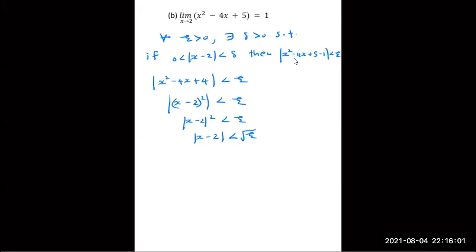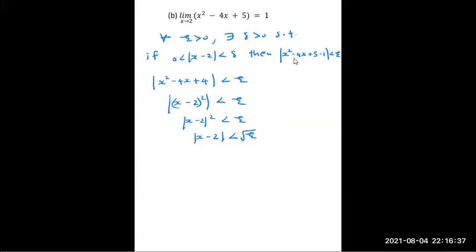Right? Now this gives you a hint as to what you should take for your delta. This is going to be your delta because, in the definition, I need the absolute value of x minus 2 to be less than delta. So if the absolute value of x minus 2 is less than square root of epsilon, then I have this inequality. That's exactly what I want. When the absolute value of x minus 2 is less than delta, of course it has to be greater than 0, then this inequality should hold. That inequality holds if the absolute value of x minus 2 is less than square root of epsilon.